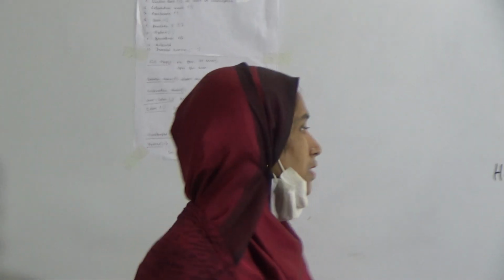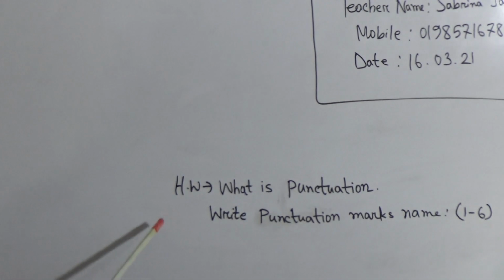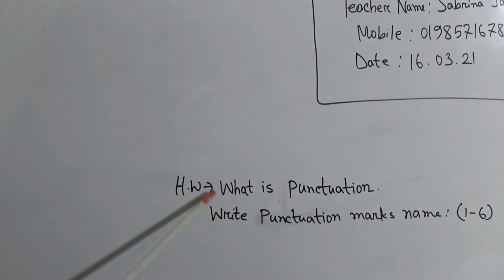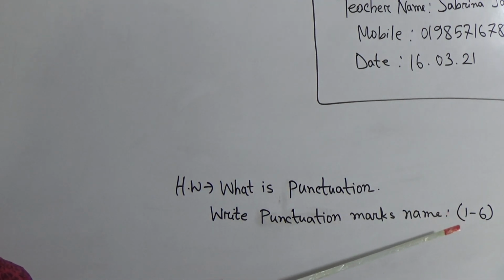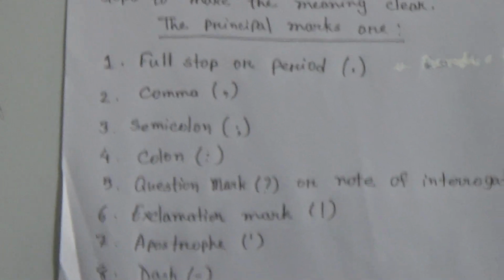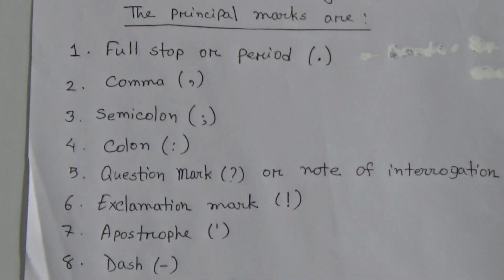Dear students, look, here is your SW. You have to submit your SW next Saturday. And what is your SW? Your SW will be: what is punctuation, and write punctuation marks' names, from 1 to 6. These 6 punctuation marks' names you have to do as your SW. So dear students, submit your SW.